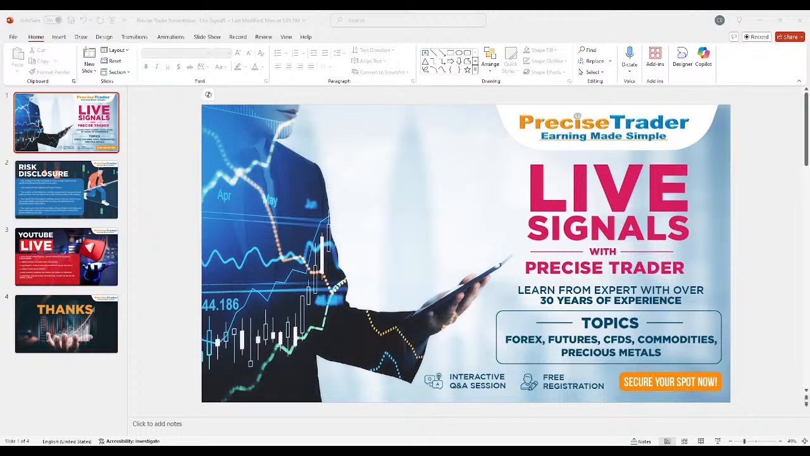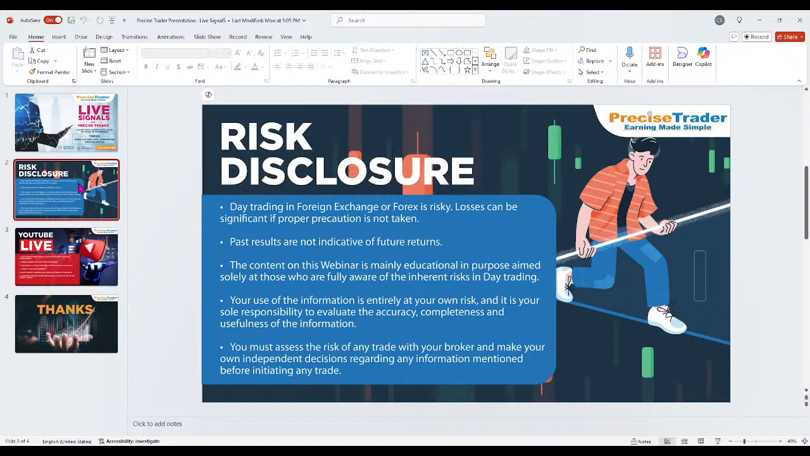And do take note of the risk disclosure. Day trading in foreign exchange is risky. Past results are not indicative of future returns. The content on this webinar is mainly for educational purposes, and you use the information entirely at your own risk. You must assess the risk of any trade with your broker before you put in your trades.